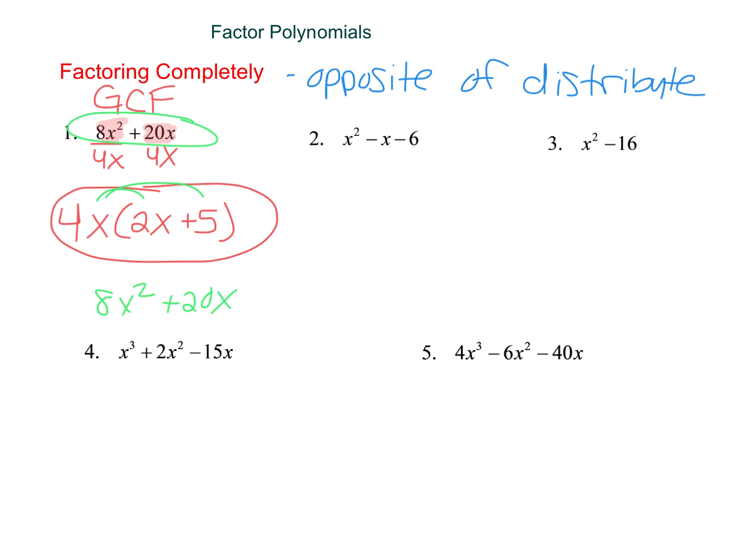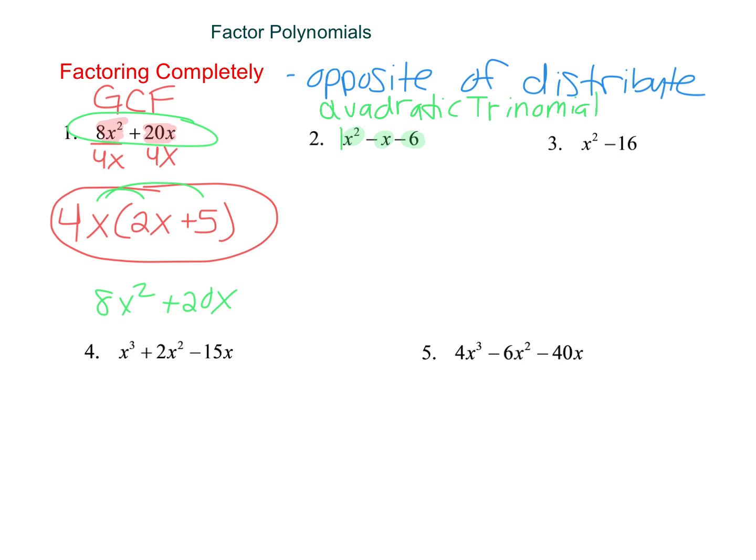Looking at example 2, I want to see if there's a GCF again. So is there anything that those three terms have in common? None of them have anything in common. So when I factor, I'm going to do the opposite of distributing, which could also be the opposite of foiling. For our second example, this is a quadratic trinomial. So whenever we have a quadratic trinomial, there's two methods I can do here.